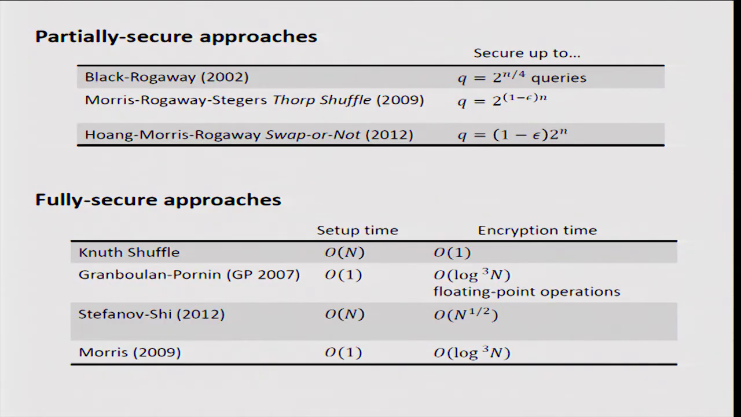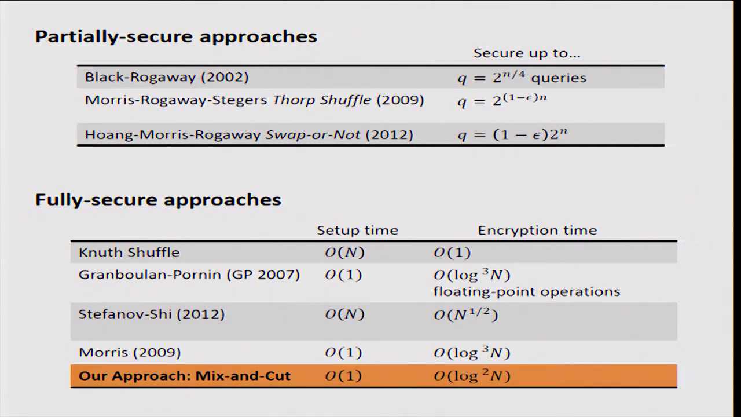The big bottleneck there seems to be they have all these floating point operations needed to sample from the hypergeometric probability distribution. And Morris as well has log³ n rounds. So our approach, which we're calling mix and cut, I'll throw into the table here. We're actually going to have log² n rounds. And we'll talk more about efficiency and some concrete numbers, AES calls, later on in the talk.